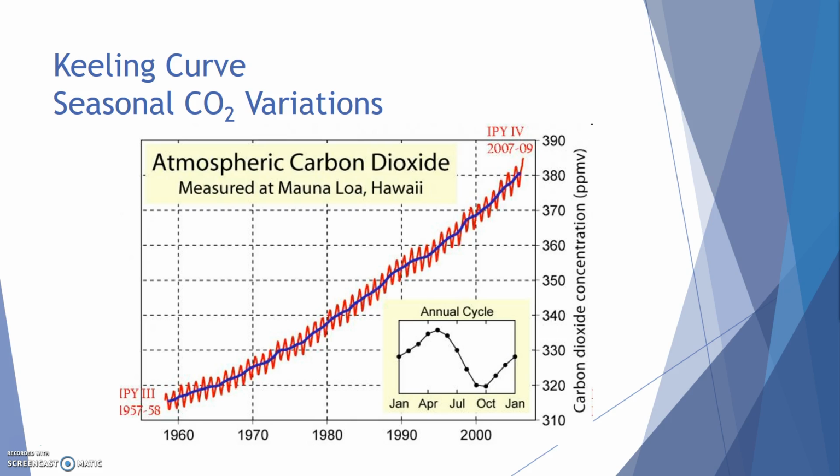And if you look at the inset graph in the bottom right corner, it shows you that as we move from January to April, May, the concentration of carbon dioxide increases, and as we move down into October, it decreases and then starts to climb back up again. This data was taken in Hawaii, so it's a little bit south from us. If you were to take this data in Ottawa, it would look a little bit different, in terms of the annual cycle shift, might be just a tad different.